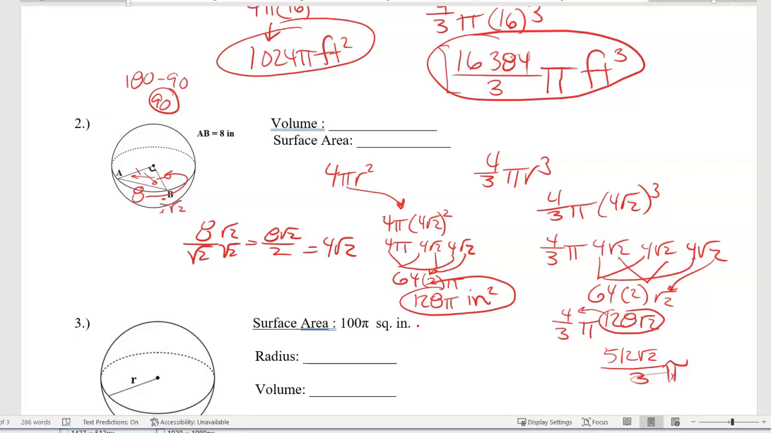And 512 is not divisible by 3. Little reminder, you can take your digits, 5 plus 1 plus 2, that's 6, 6 plus 2 is 8, and since 8 is not divisible by 3, 512 is also not divisible by 3. That gives me inches cubed.